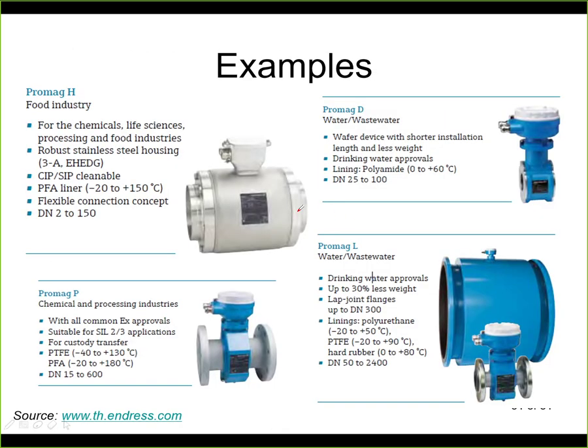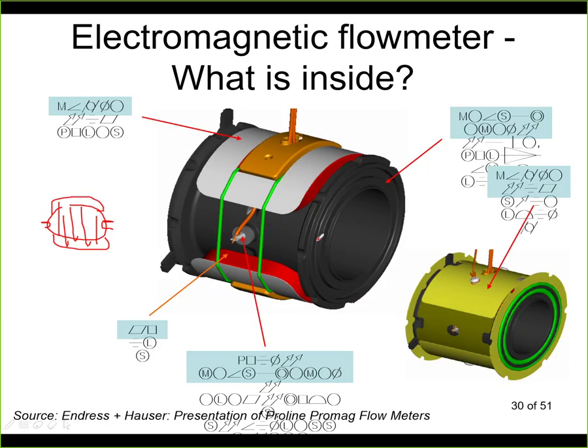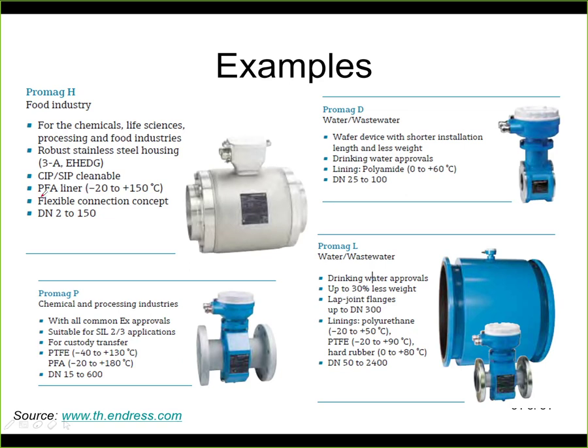Let's take a look at some examples. Here we have an example from the food industry. The temperature range is typically limited by the material of the liner that we have, because the liquid needs to be insulated from the walls. So here this is a non-conductive piece. This is not the metallic pipe directly, but there is a lining material. And here we can see different materials like PFA, Teflon, and so on.